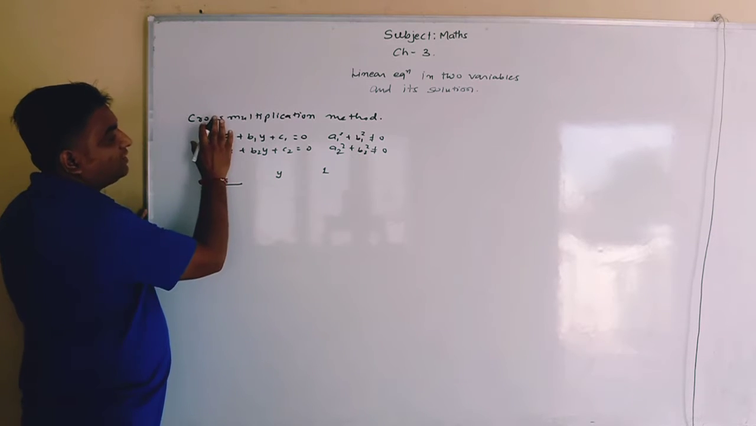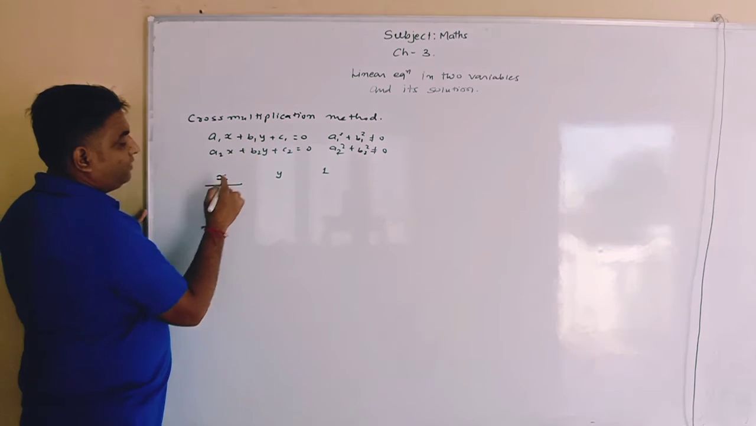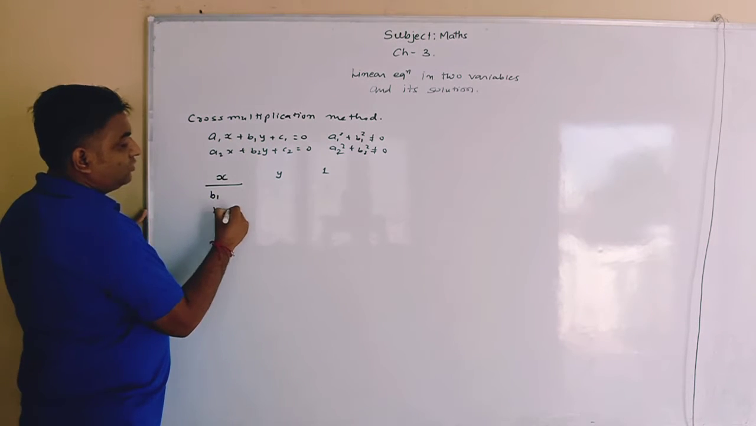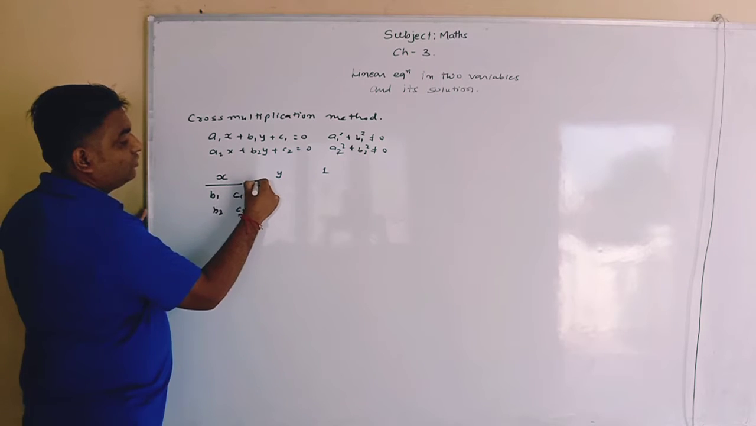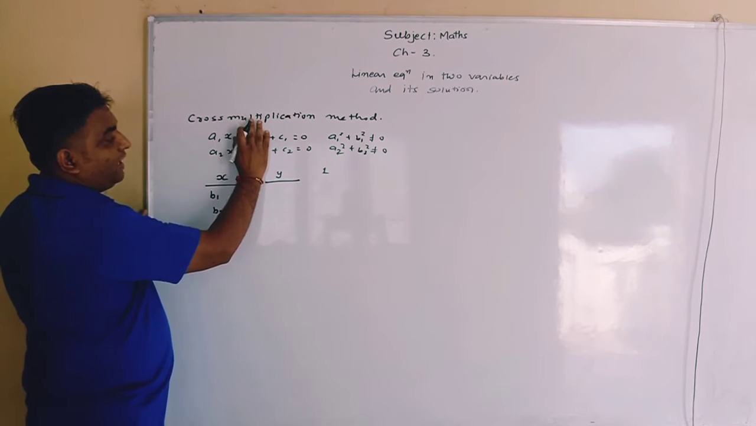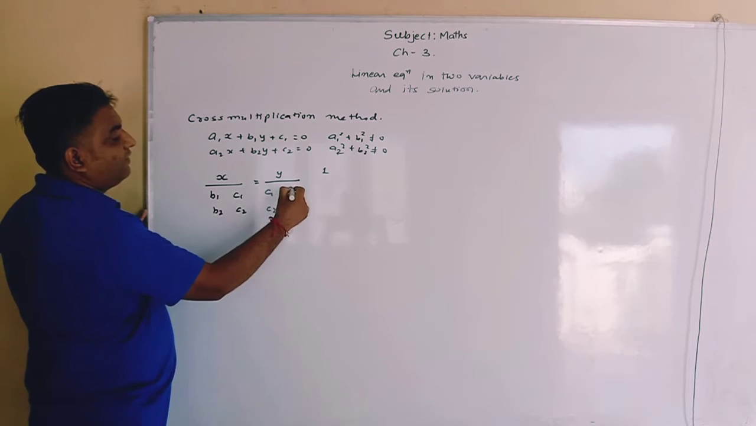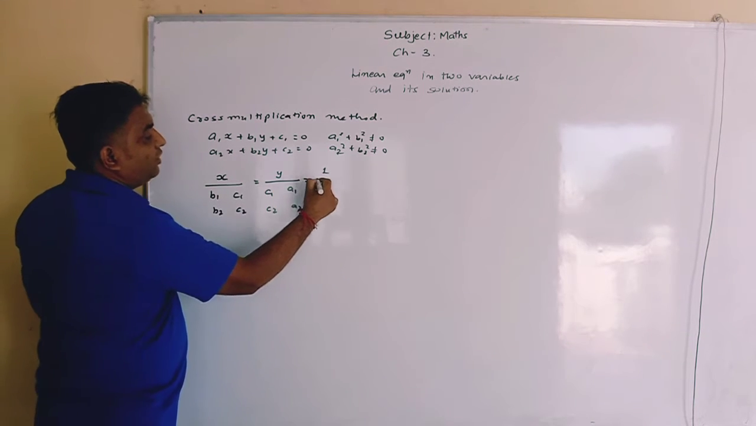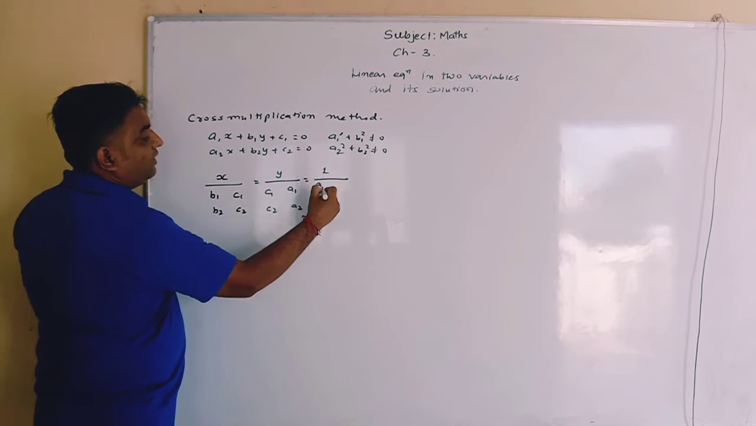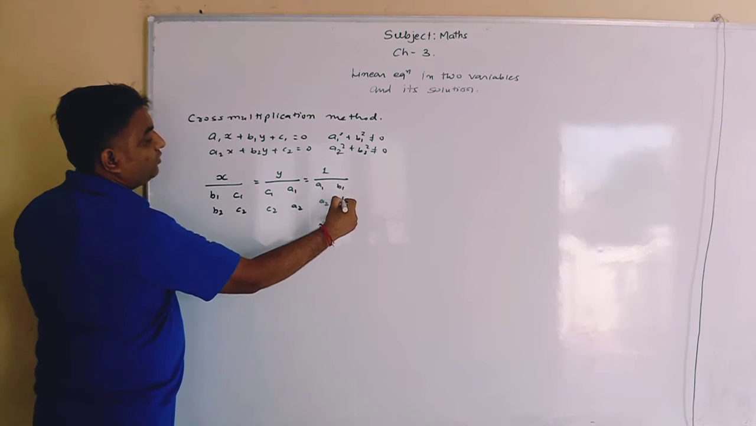Below the x, not containing the variable, we will write b1, b2, c1, c2. Below the y we will hide the y and write c1, c2 first and then a1, a2. Then below the 1 we will write a1, a2, b1, b2.